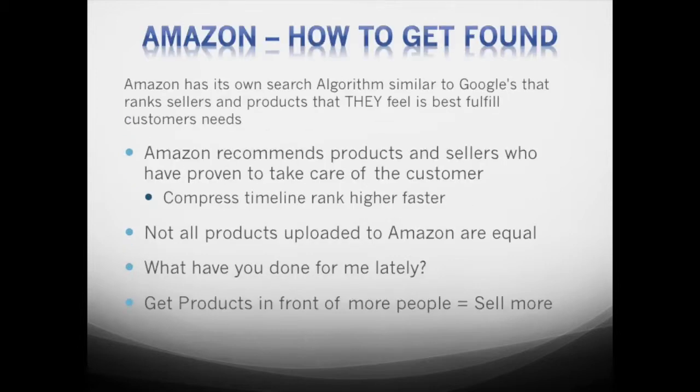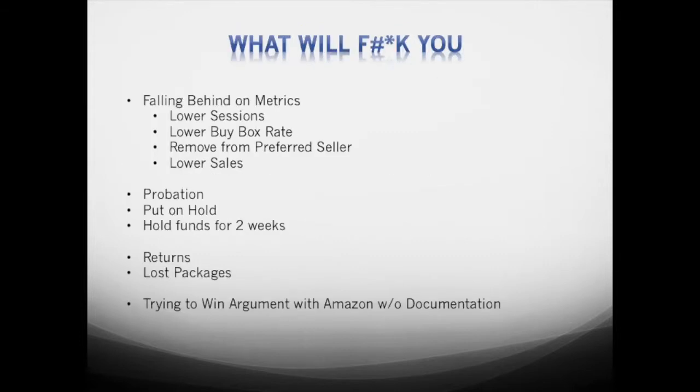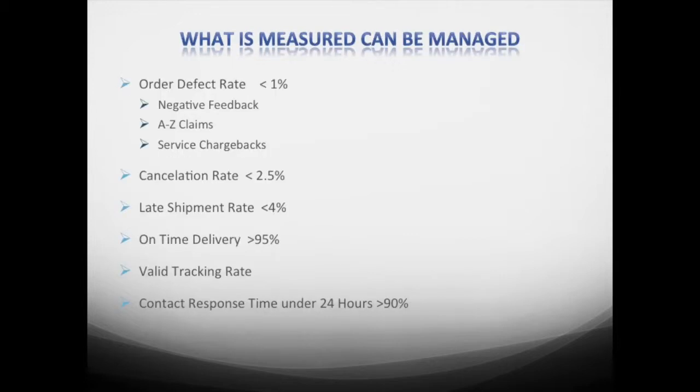How to get found on Amazon. Amazon has its own search algorithm, and understanding the metrics plays a huge role in winning the buy box and increasing your sales. What you don't know will hurt you. You're playing by their rules, and they care about the customer way more than the business. If you fall behind on the metrics, you're going to get lower sessions, lower buy box. They're going to remove you, or they'll put you on hold. They hold funds. It is not good. So making sure that what can be measured can be managed, and that's what I'm going to go over today.